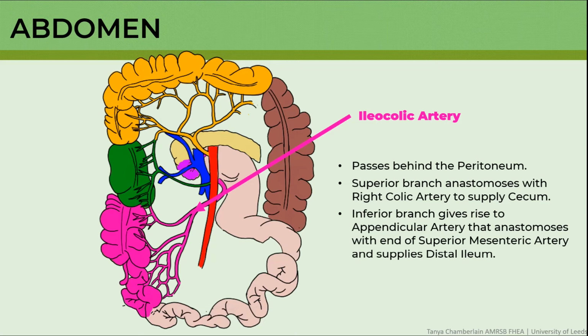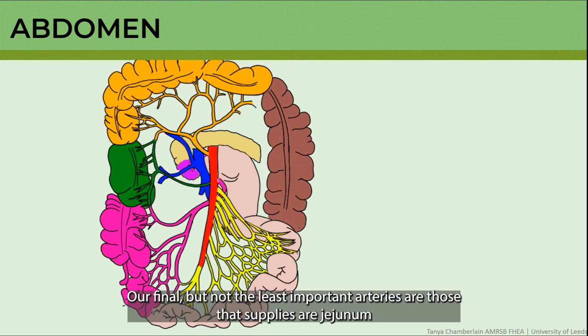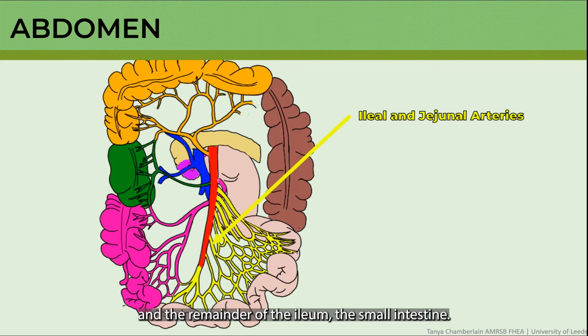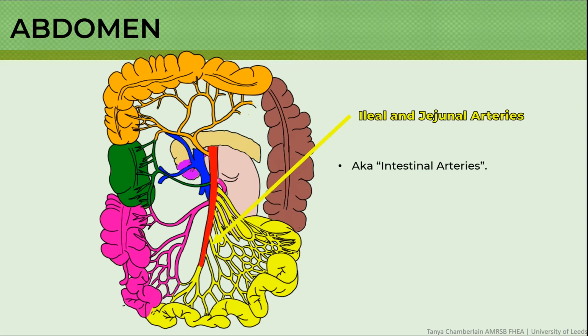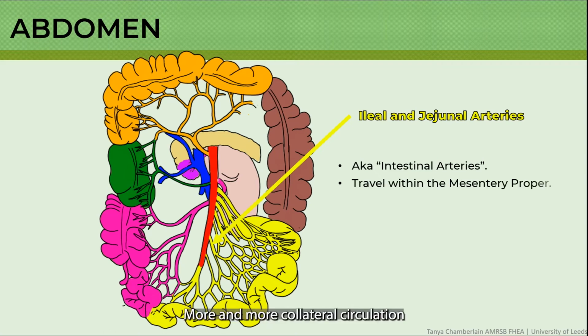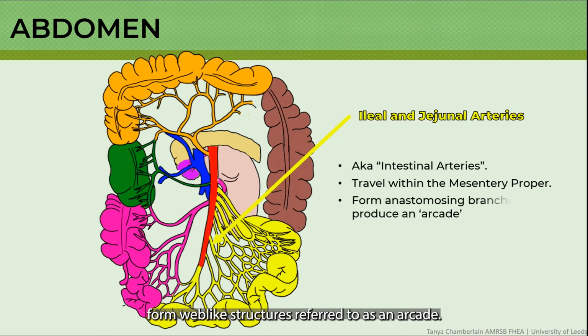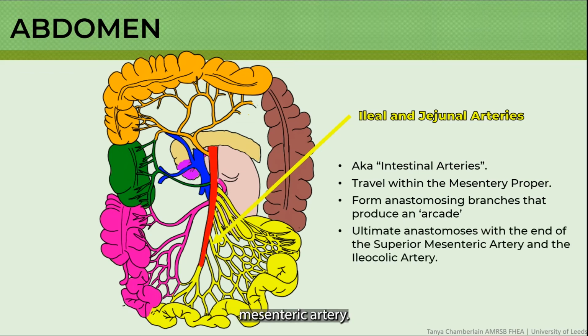Our final but none the least important arteries are those that supply the jejunum and the remainder of the ileum, the small intestine. These are the intestinal arteries, and in order to get to their destination, these arteries travel within the mesentery proper. More and more collateral circulation forms here, as the branches of the ileal and the jejunal arteries form web-like structures referred to as an arcade. They ultimately anastomose with the end of the superior mesenteric artery.